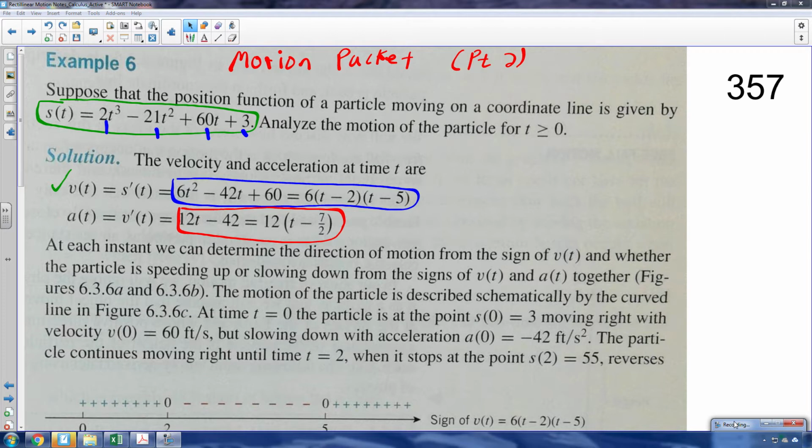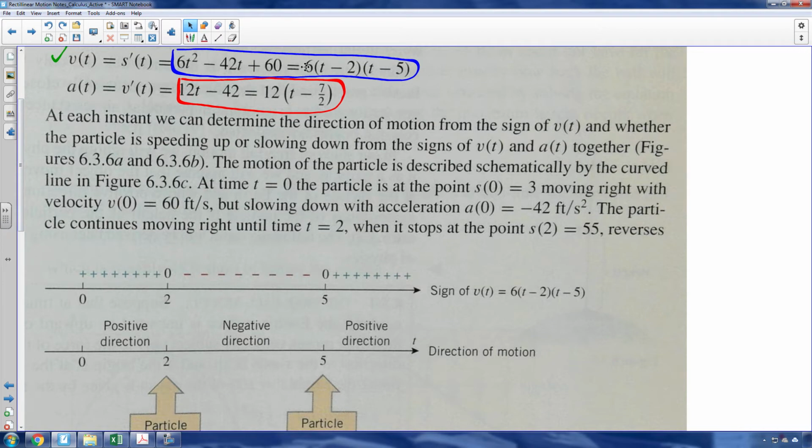So now we need to figure out where the thing's going. What we're going to do is a couple of number lines. This is how we're going to figure out whether the particle is speeding up or slowing down, by looking at the velocity and the acceleration. If they're working together, then it's speeding up. If they're working against each other, it's slowing down.